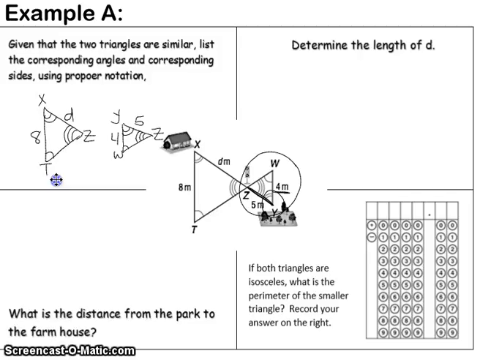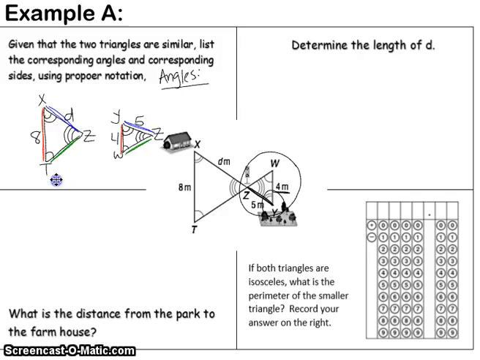Now that I've redrawn them, I want to color code them. So let's color code here, so I know which sides go with each other. So now that we've done that, it's going to make it a lot easier for us to solve our problems. So the first one says, given that the 2 triangles are similar, list the corresponding angles and corresponding sides using the proper notation. And so that's kind of what I did here, but let's go ahead and list them. So I have my angles.